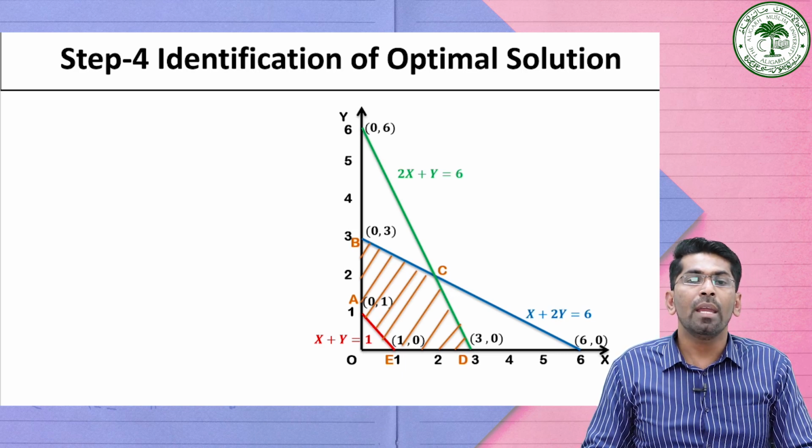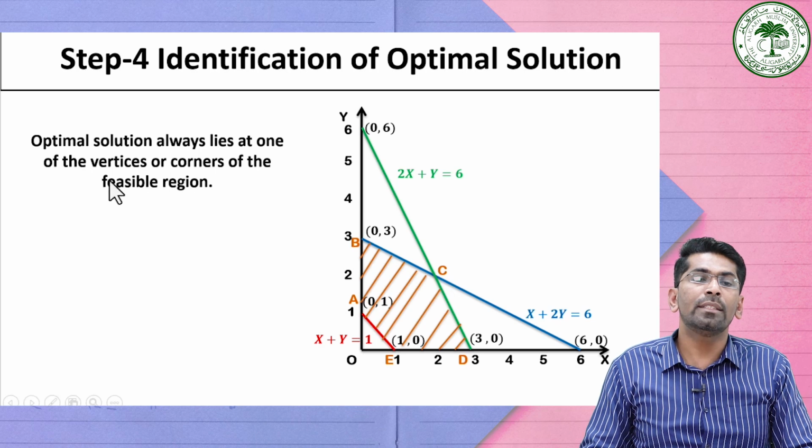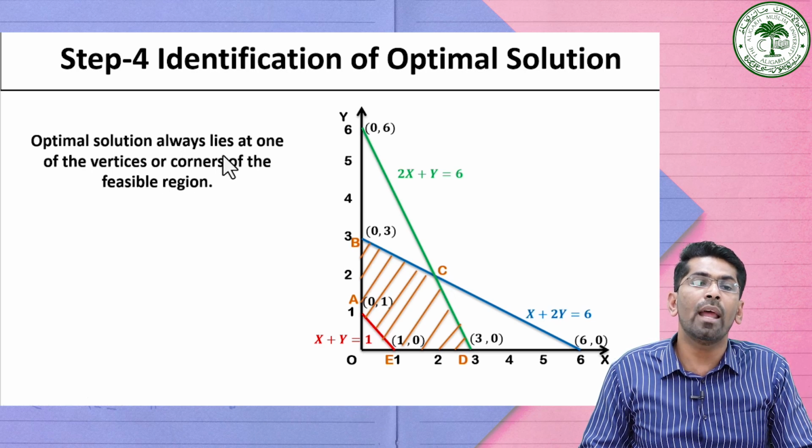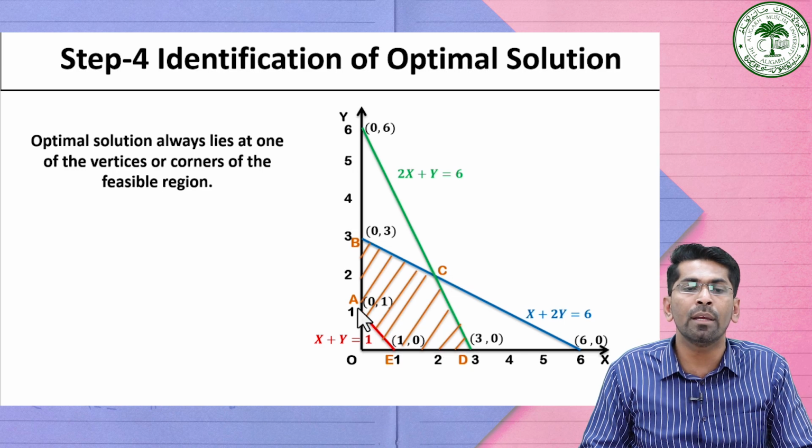Here the optimal solution will always lie at one of the vertices or one of the corner points of the feasible region. What are the various corner points here? A, B, C, D and E. And we have to find out in each corner point what the value of x and y is.